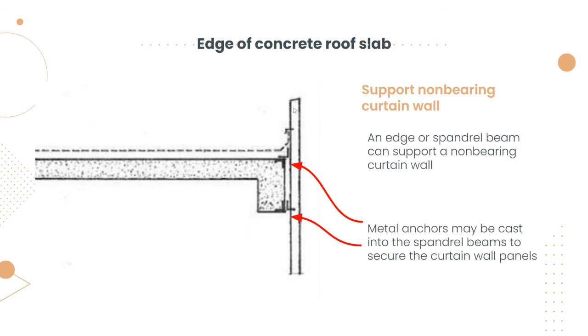And the last one is the support of non-bearing curtain wall. It is an edge or spandrel beam that can support a non-bearing curtain wall. We also have metal anchors that may be cast into the spandrel beam to secure the curtain wall panels.